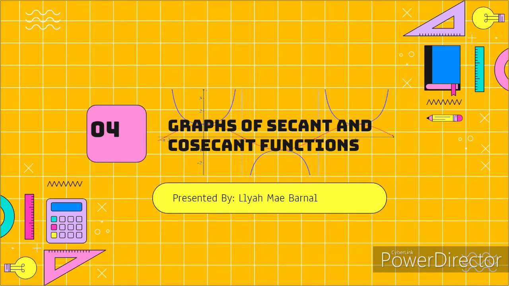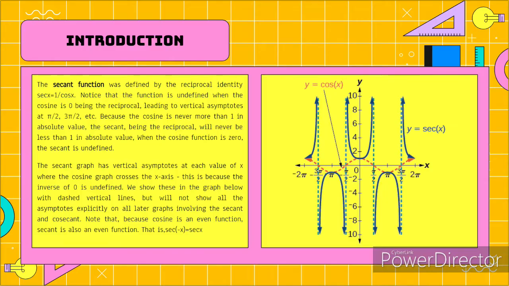For the next topic, we have here the graphs of secant and cosecant functions. Secant function was defined by the reciprocal identity of cosine. Notice that the function is undefined when the cosine is 0, being the reciprocal, leading to vertical asymptotes at pi over 2, 3 pi over 2, and so on. Because the cosine is never more than 1 in absolute value, the secant, being the reciprocal, will never be less than 1 in absolute value. When the cosine function is 0, the secant is undefined.